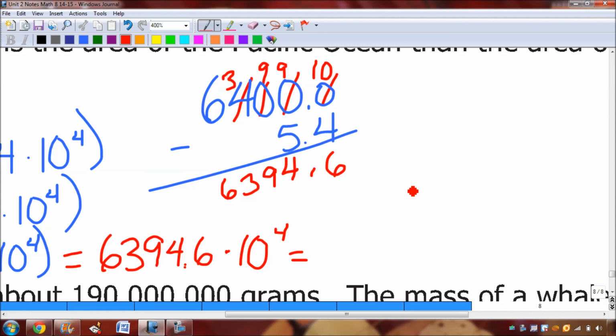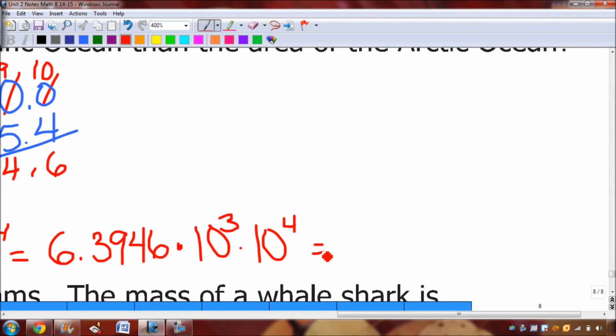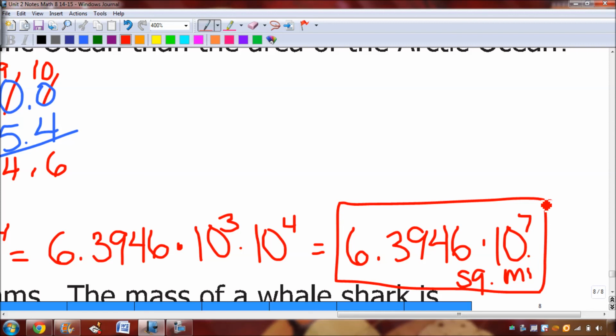Okay, so now I need to adjust my number, and my number needs to be between 1 and 10. So this is going to be 6.3946. I moved it over 1, 2, 3 times, so it's times 10 to the third power, right? Times 10 to the fourth power. So that means that my final answer is going to be 6.3946 times 10 to the 7th power. So it's that many square miles larger than the Arctic Ocean, which is a huge number.